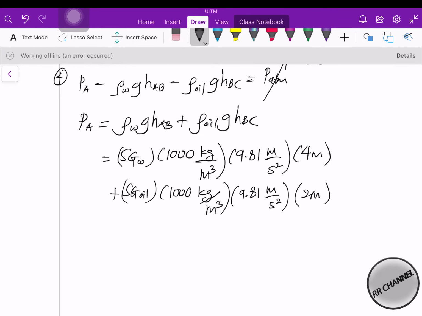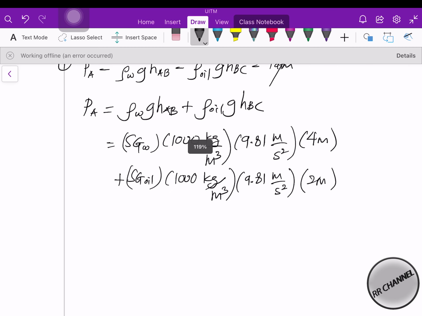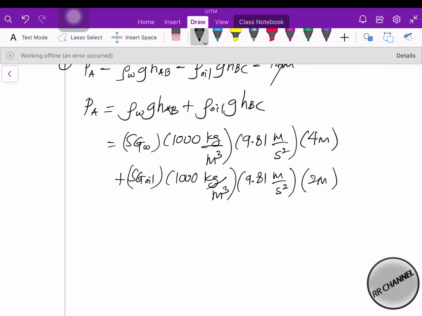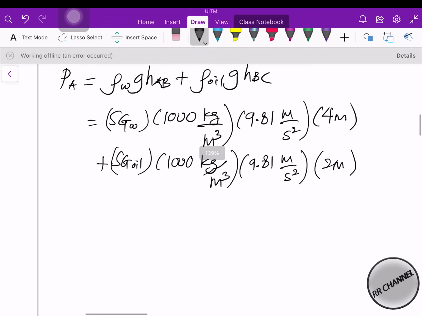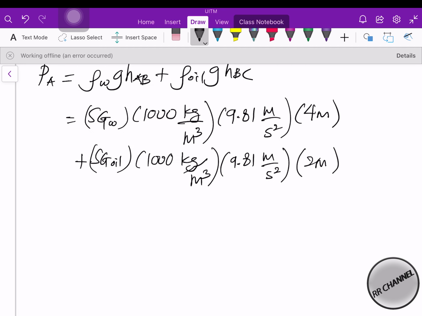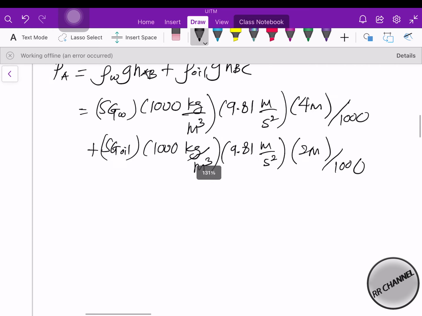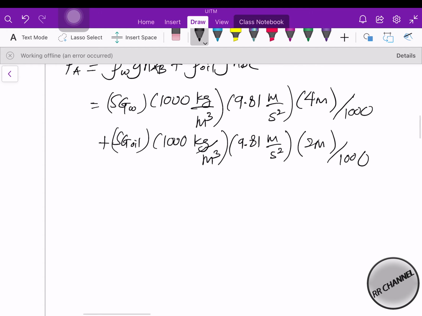Again, your unit must be consistent. Okay, so the first term, the unit is in Pascal. The second term, the unit is also in Pascal. So it depends on you whether you want to maintain the unit of Pascal or convert into kilopascal. If you want to convert into kilopascal, you divide by 1000, so you get the value in the unit of kilopascal here.